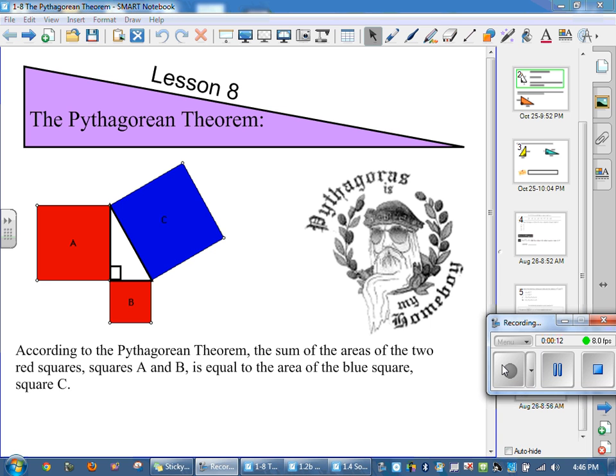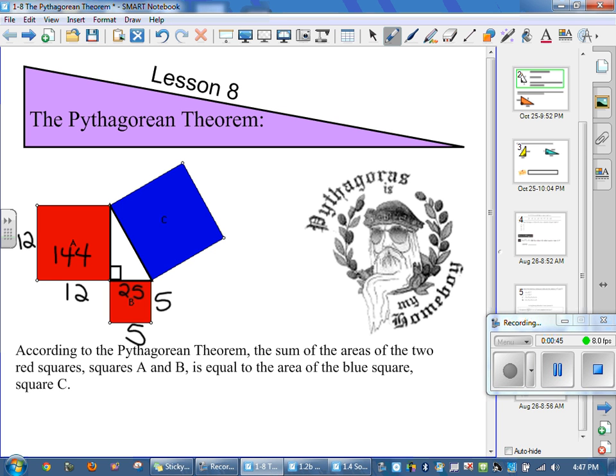The Pythagorean Theorem. According to the Pythagorean Theorem, the sum of the areas of the two red squares, A and B, if you add them up, is going to equal the area of box C, the blue square. So let's put some digits in there and see how that works. If I take B as a 5 by 5 square, that means its area would be 25. If I take A as a 12 by 12 square, that means the area would be 144.